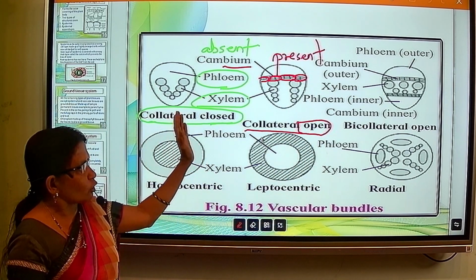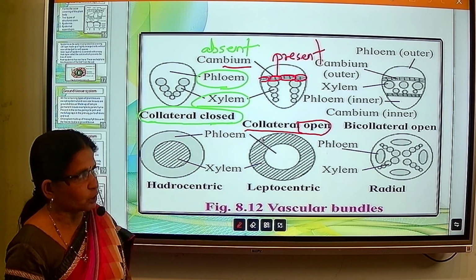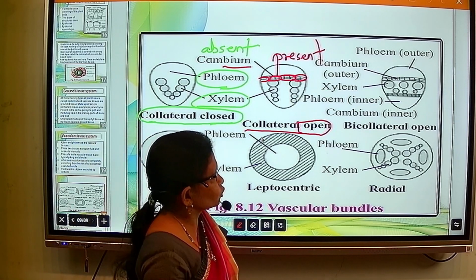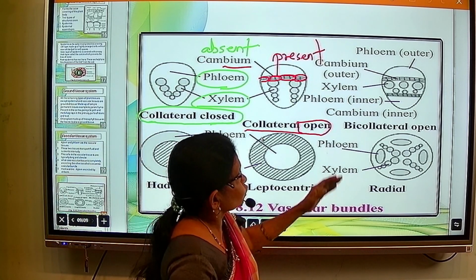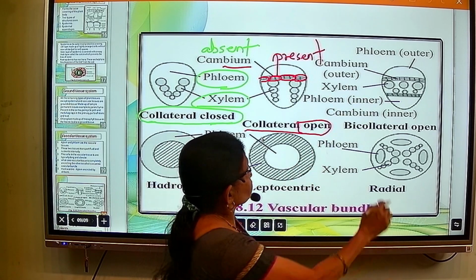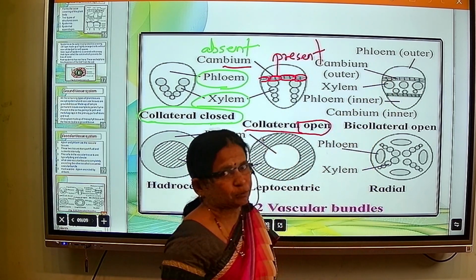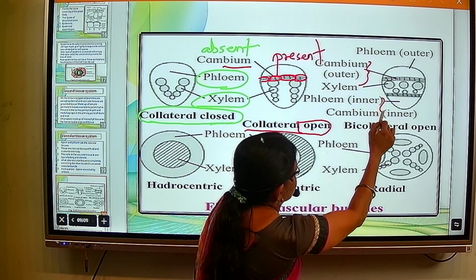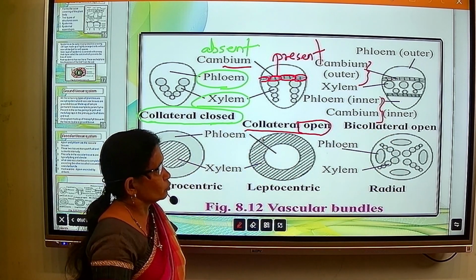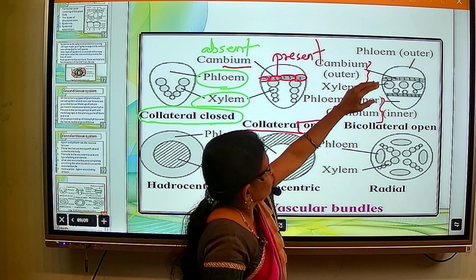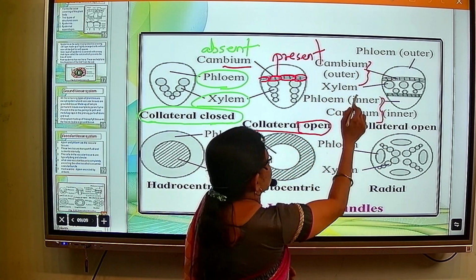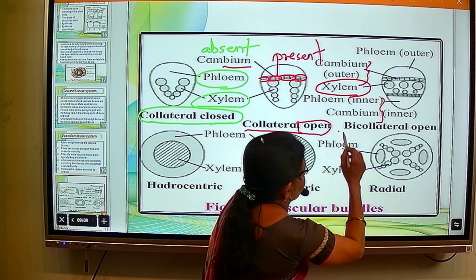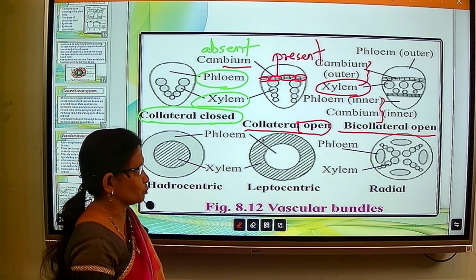You know the closed and open type of the vascular bundle, but in some cases there are vascular bundles which consist of two cambial strips. See, this one is the outer cambium and this one is the inner cambium. In between the two cambium strips the xylem layer is present. It is called bicollateral open type.